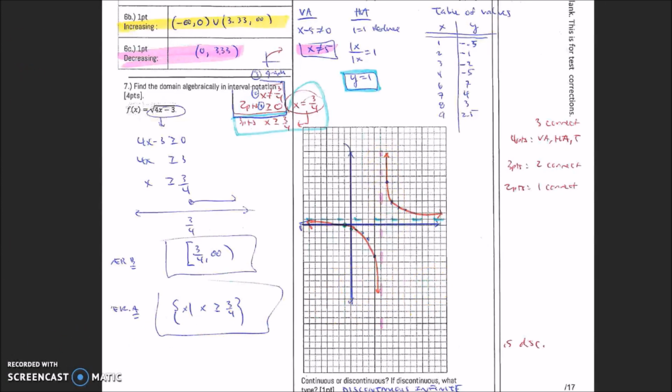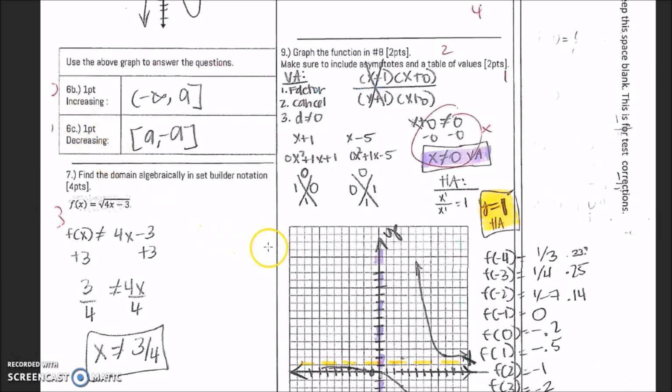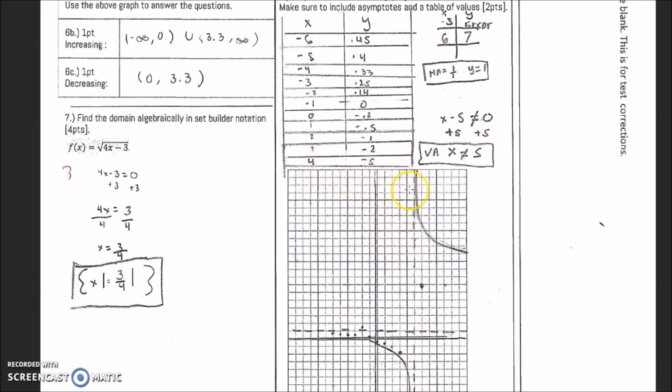Let's look at some student work. Alright, so the student got the horizontal asymptote correct. They wrote down even the steps for vertical, but they tried to cancel those, but you can't because they're not identical. Okay, here's a good looking graph. Table of values looks good. Found the horizontal asymptote, and the vertical asymptote looks good.